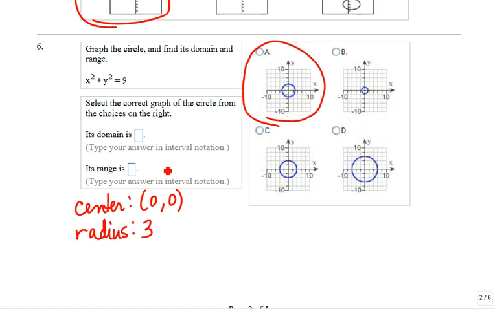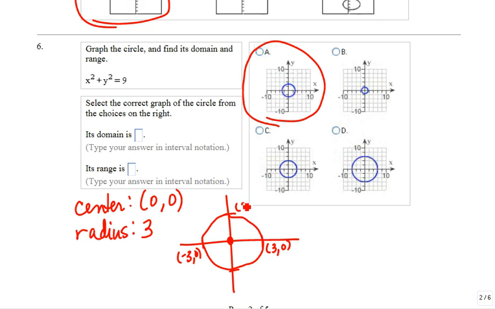What is the domain? Well, as we move from the left to the right, remember if we're graphing this by hand, we would go to 0, 0, and we'd go out 3 units in all 4 directions. And so this would be at what? 3, 0, negative 3, 0, 0, 3, and 0, negative 3. So our domain are values from left to right for the x, so that would be from negative 3 to 3. And our range is from bottom up, which would be from negative 3 to 3.